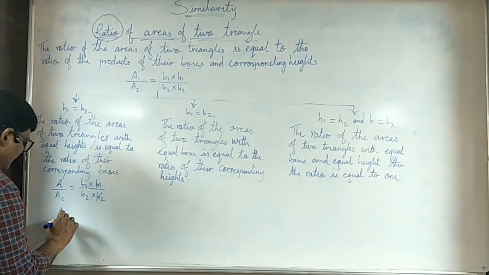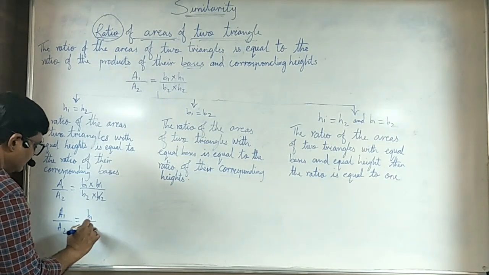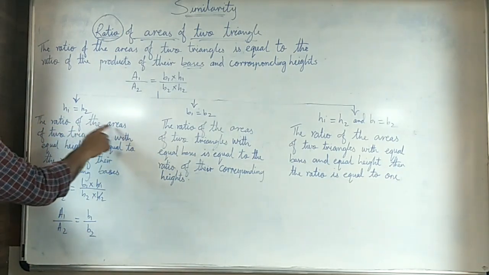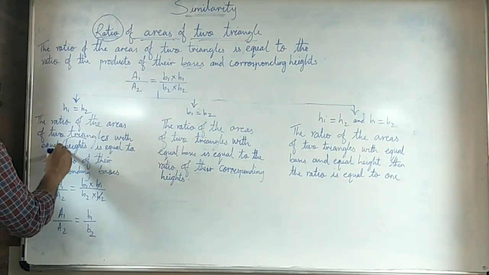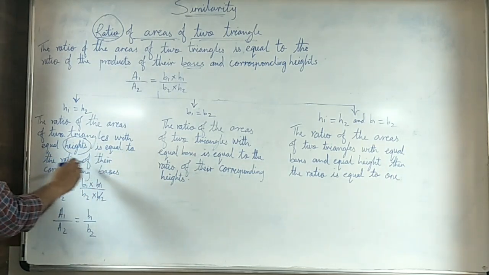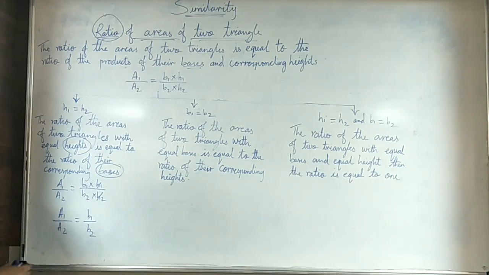So what do we have over there? A1 upon A2 will be equal to B1 upon B2, and that is the same property which has been mentioned over here: the ratio of the areas of two triangles with equal height is equal to the ratio of the corresponding bases. If the heights are equal, then the ratio will be equal to their corresponding bases.